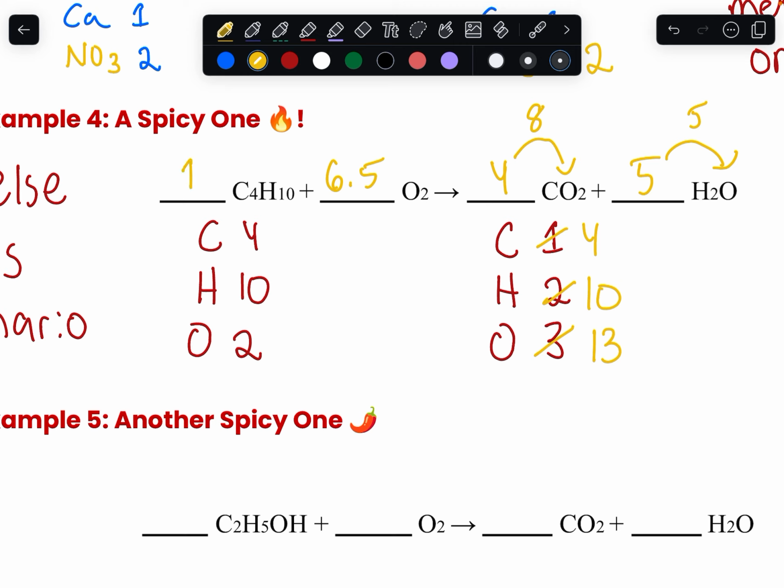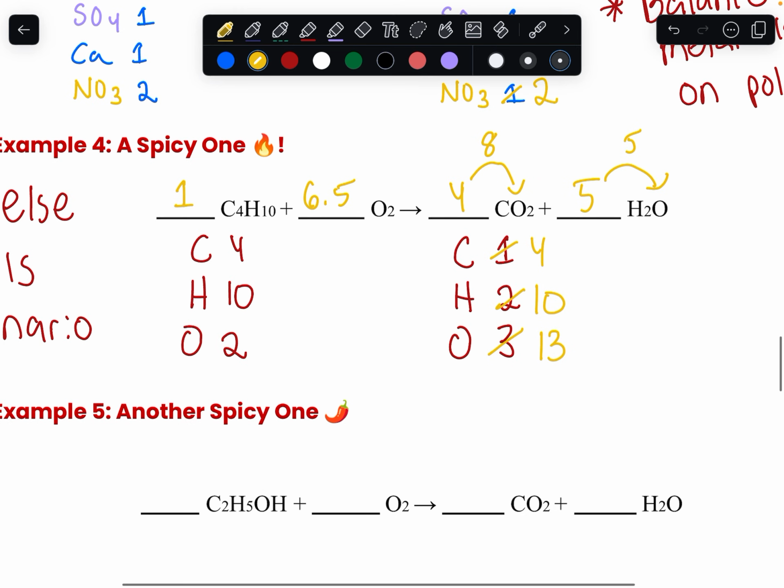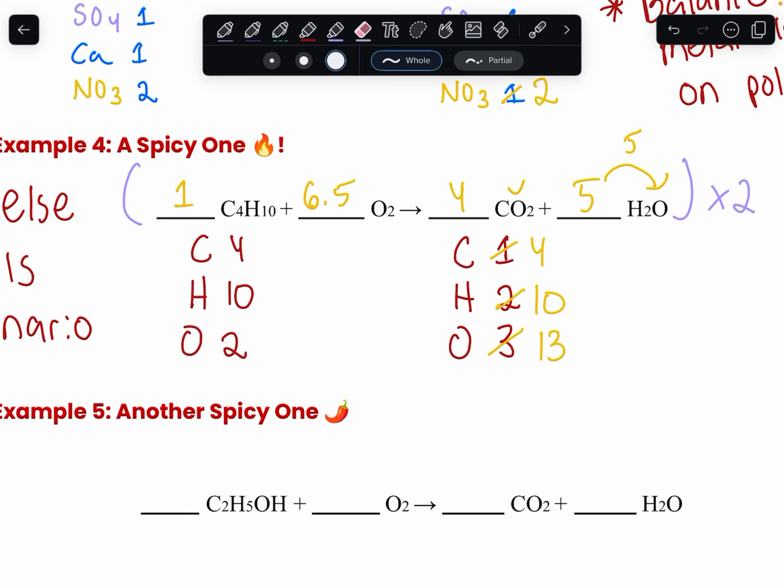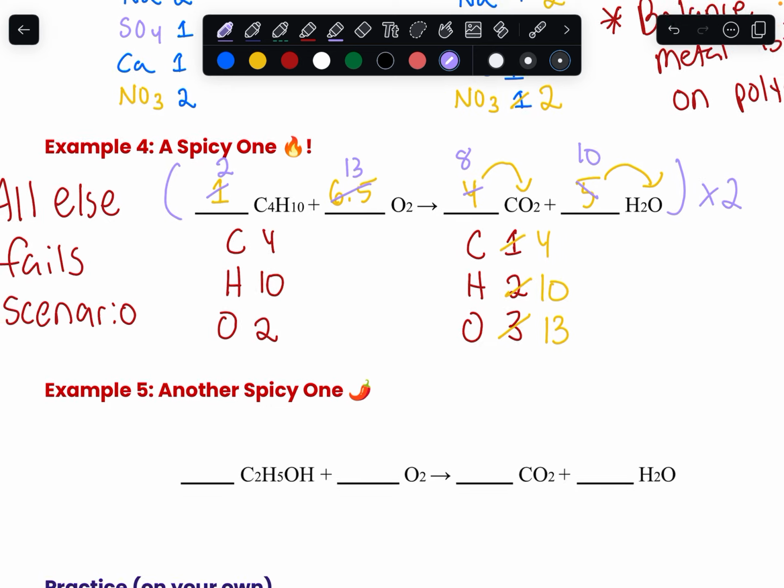So remember that this blank is just a hidden 1. If we have to use a decimal to balance out the reaction, if there's some weird prime number of oxygens on the right product side, what we have to do is multiply everything in this equation by 2. So we're going to take all of our coefficients and multiply them by 2. When I do that, this one will become a 2, this one will become a 13, this one will become an 8, and this one will become a 10. So now we can reevaluate and see if it works after this all else fails rule is used.